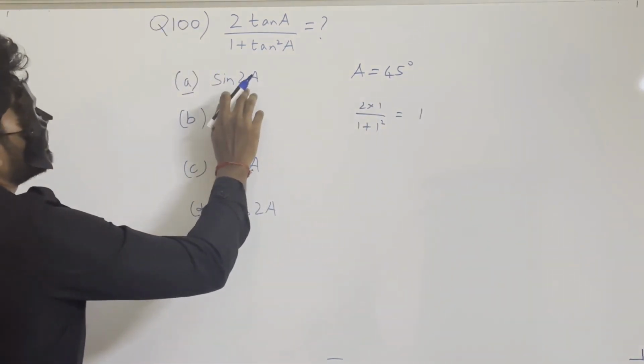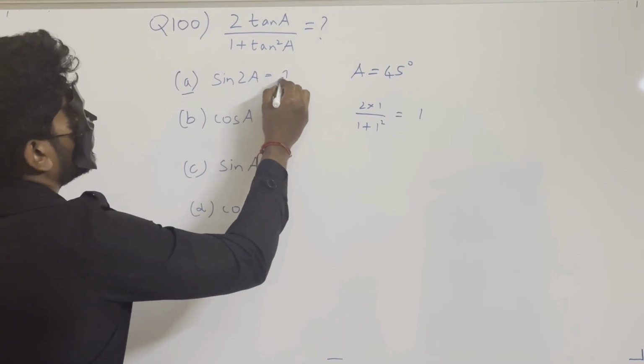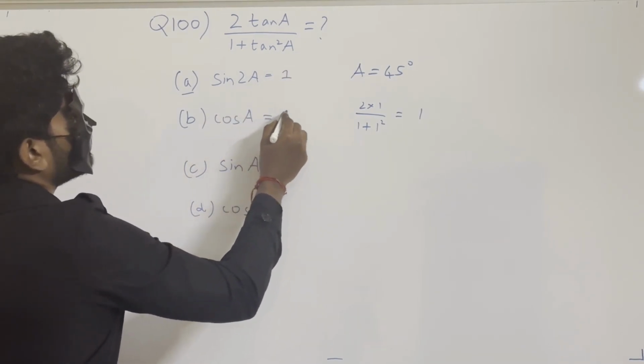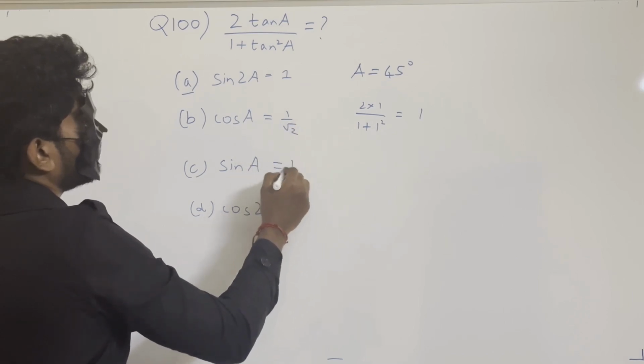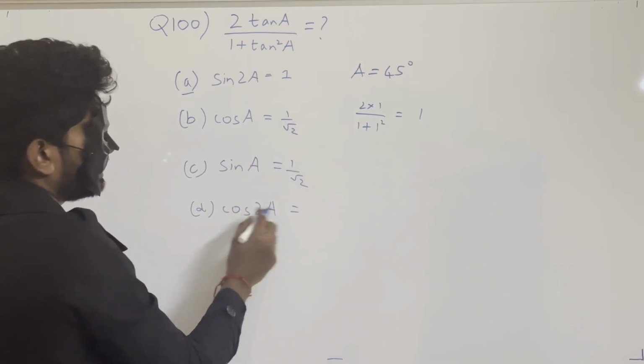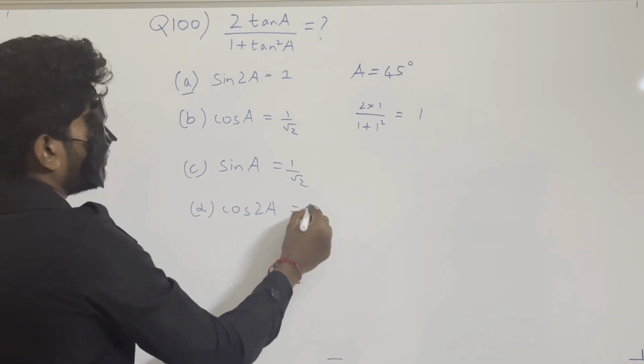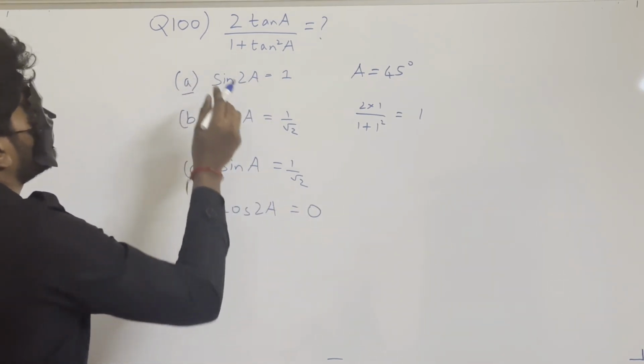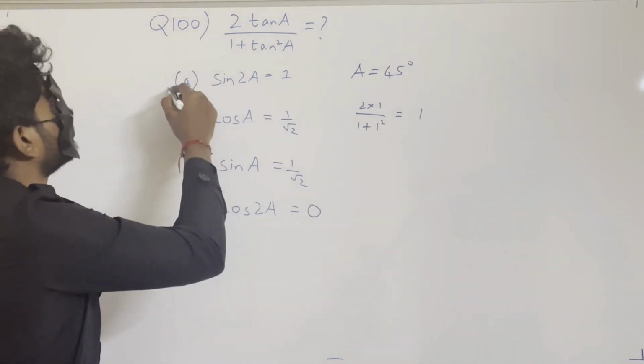Here substitute 45, sin 90, which is nothing but equal to 1. Here cos 45 is nothing but 1 by root 2. Here sin 45 is nothing but 1 by root 2. Here cos 90 is nothing but 0. So only option A matches. So by value putting method also you will get A is the right answer.